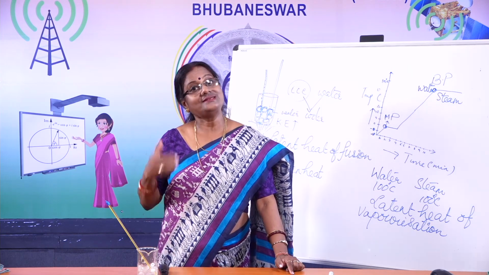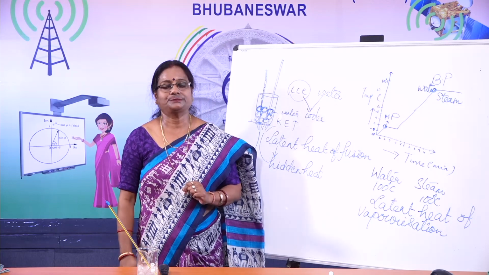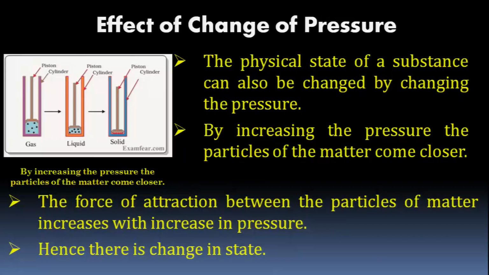Now children, let's discuss the next part, the effect of change of pressure. You can see from the picture, when the pressure keeps on increasing, what happens to the particles over here? The physical state of a substance can be changed by changing the pressure. By increasing the pressure, the particles of matter come closer. The force of attraction between the particles of matter increases with the increase in pressure.